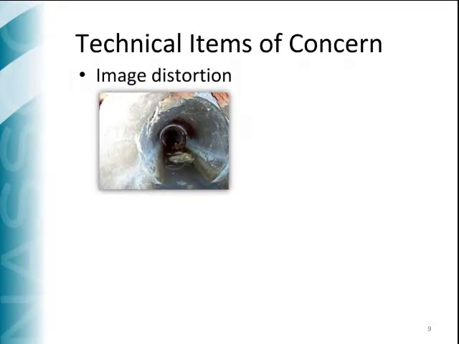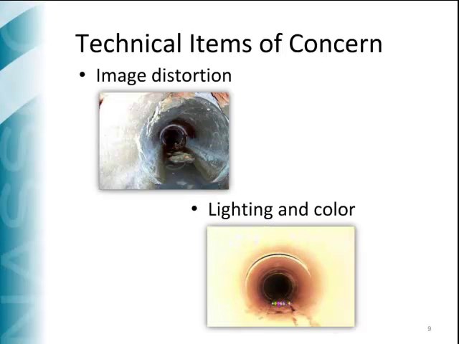Image distortion is a common problem when the camera is not properly centered. Also, excessive lighting is another common issue in light color materials. It's also common with an overly adjusted camera iris.